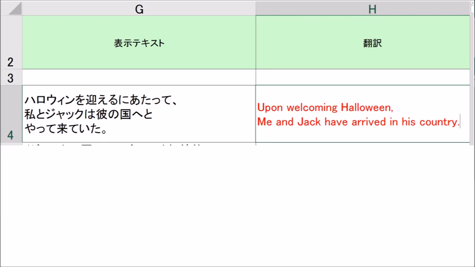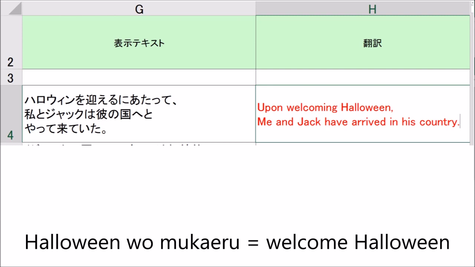Notice that the first part of the sentence, upon welcoming Halloween, is in the exact opposite word order that it was in Japanese. In Japanese, it was ordered Halloween welcoming upon. Since the particle wo came after Halloween, we know that the verb that comes immediately after is applied to it. In this case, the verb was to welcome. So the phrase Halloween o mukaeru becomes welcome Halloween.